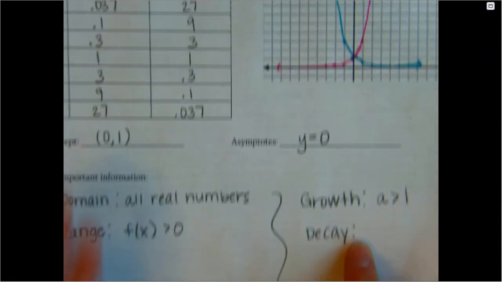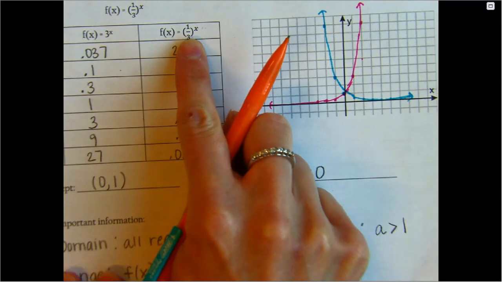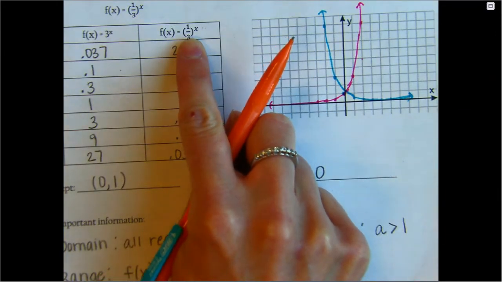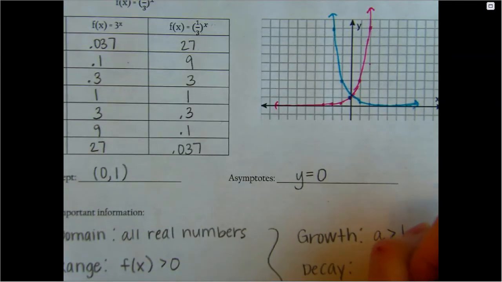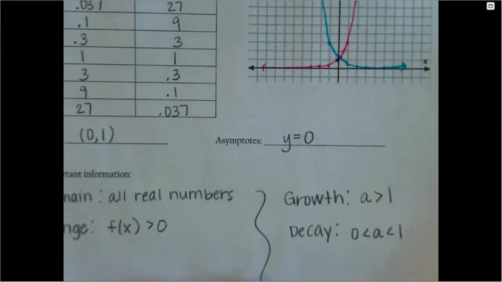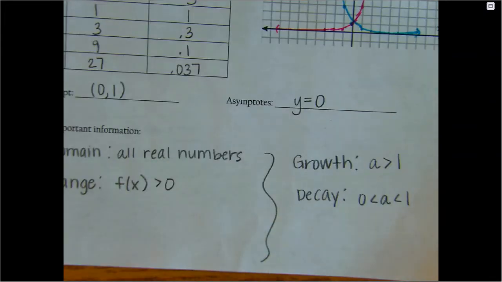For decay, we're looking at if a is between 0 and 1. Remember, a can never be negative. So we can't just say a is less than 1. We have to make sure we get that stipulation that it's between 0 and 1.